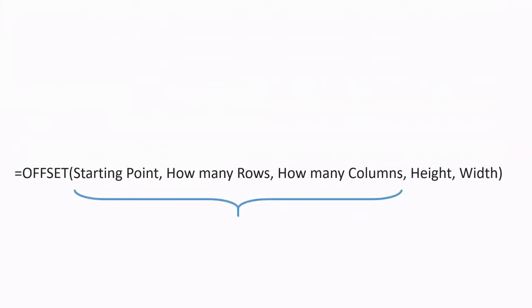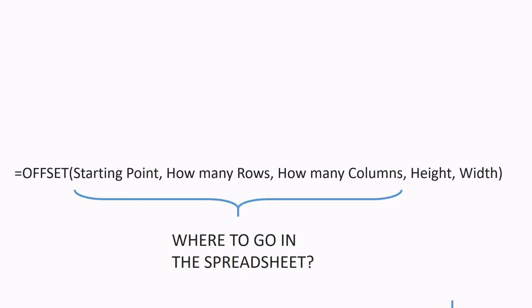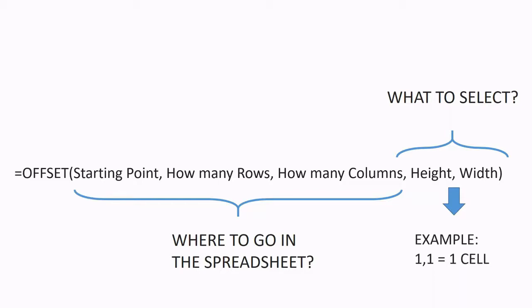Offset takes 5 arguments. The first 3 tell me where in the spreadsheet my target range is going to be, and the last 2 arguments tell me how big this range is, or in other words, the dimensions, where height is the number of rows and width is the number of columns. For example, if you put 1, 1 as the last 2 arguments, it means that you are targeting somewhere in the spreadsheet a range that is equivalent to 1 cell only.